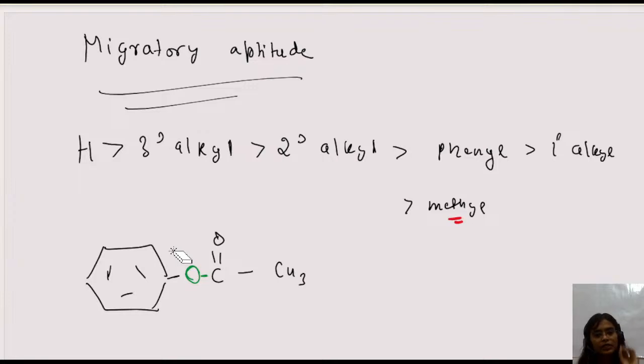Here the only thing is migratory aptitude. Is the mechanism important? No, it's not important. Which is the important part here? Migratory aptitude is the only important thing. Okay, so listen to my point. I know it's going to be kind of difficult for you to remember.